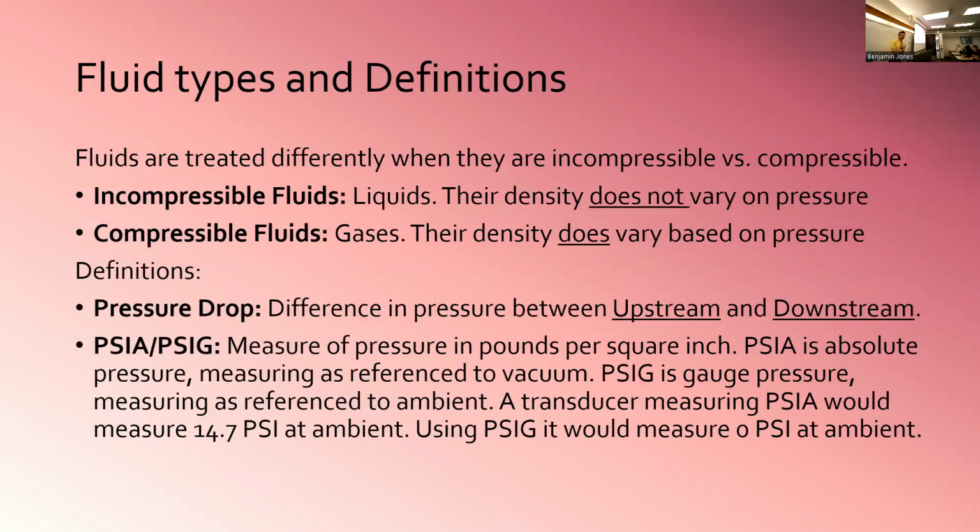A few definitions. So incompressible fluids are going to be your liquids. These have densities which do not vary based on pressure. And compressible fluids are gases, so their density does vary based on pressure. These differences essentially mean that you calculate the mass flow for these two types of fluids completely differently. So you've got to understand what you're dealing with before you can calculate it.